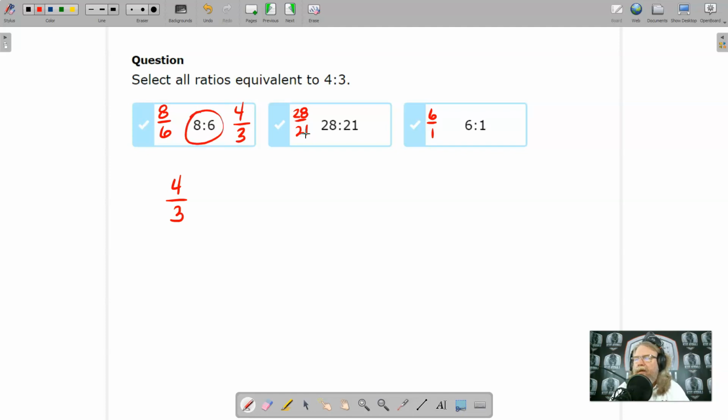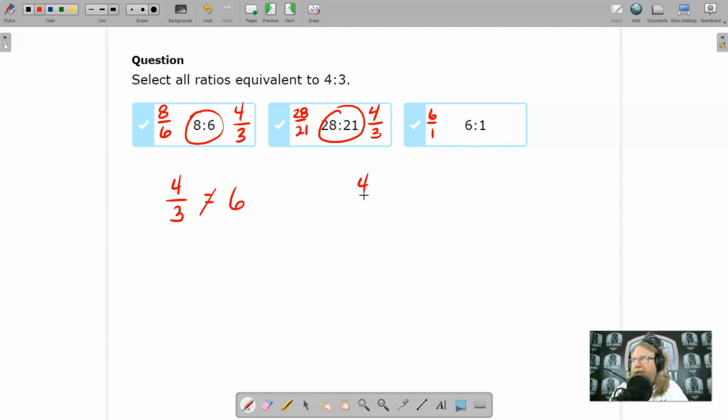28 and 21, both divisible by 7. 28 divided by 7 is 4. 21 divided by 7 is 3. 4/3, 4/3. Good to go again. And 6 over 1 equals 6, right? So is 4/3 equal to 6? Indeed, it is not. So this one would not be true.